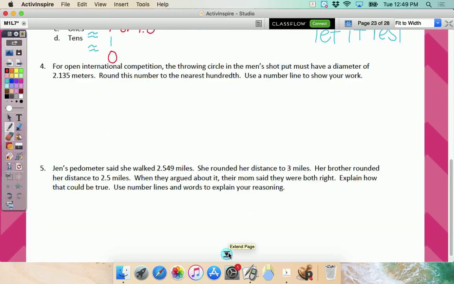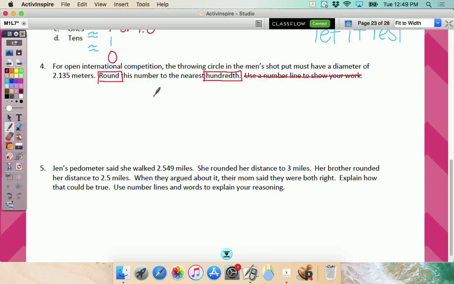Okay. For open international competition, the throwing circle in the men's shot put must have a diameter of 2 and 135 thousandths meters. Round this number to the nearest hundredth. Use a number line to show your work. Now, here's what they want you to do. They want you to think, okay, I don't know what diameter means. But that's not what it's asking you to do. What's it asking you to do? Round to the nearest hundredth. Okay, get the boxes around those 2 words because that's what it's asking you to do.